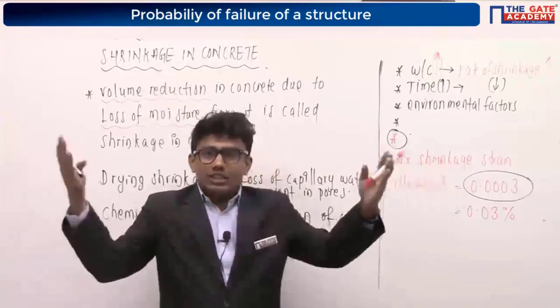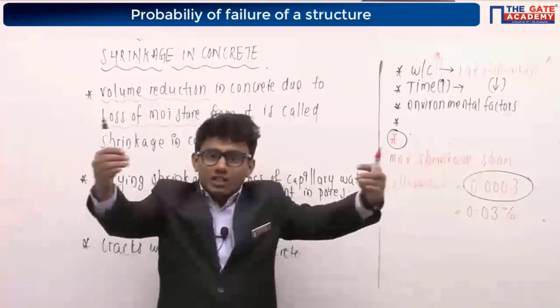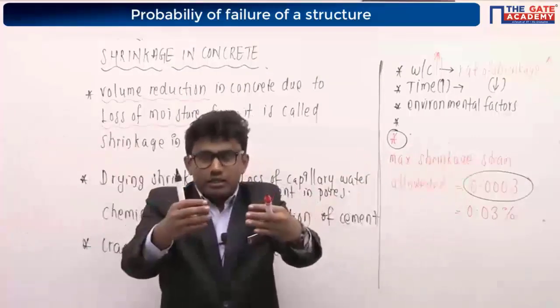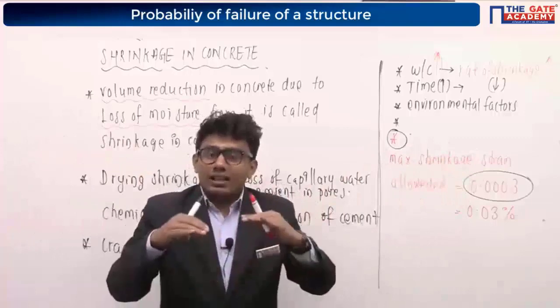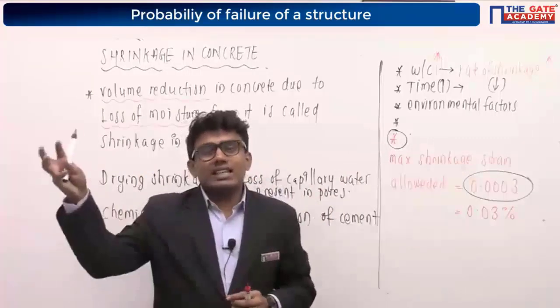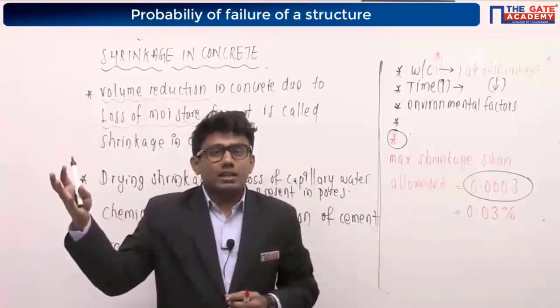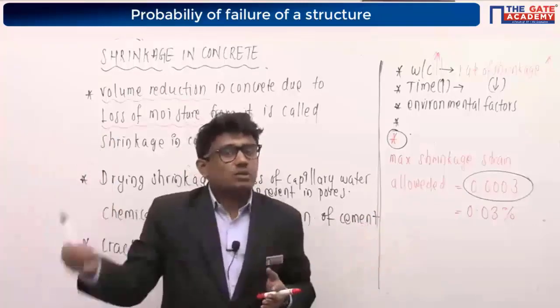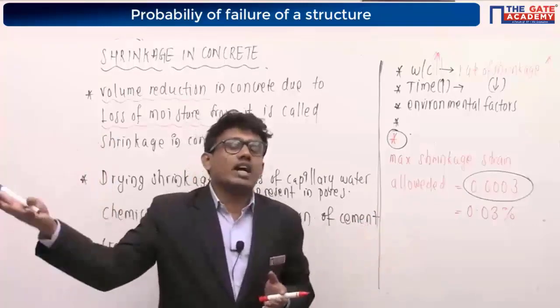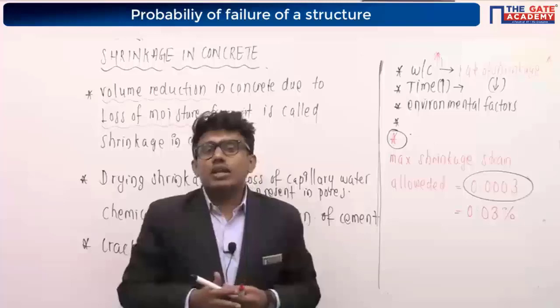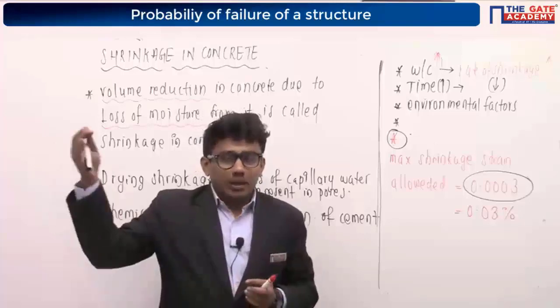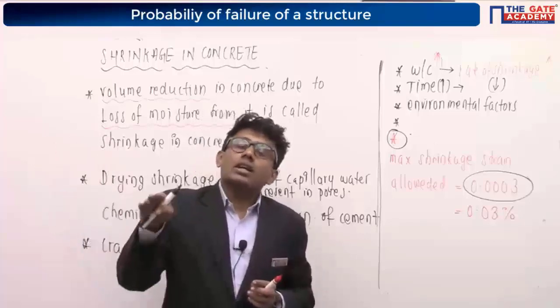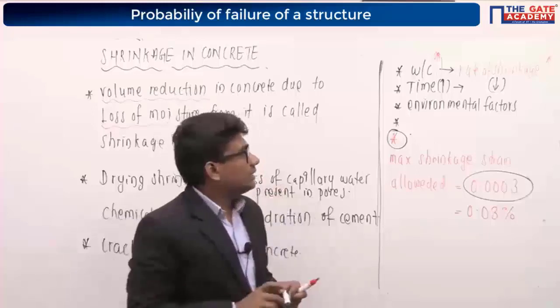What is humidity? If the environment is humid, then the rate of shrinkage will be less. If humidity is more, it means it's a wet environment, right? If humidity is less, it means it's a dry environment. If the environment is dry, the shrinkage will be more. So that's the environmental factors.